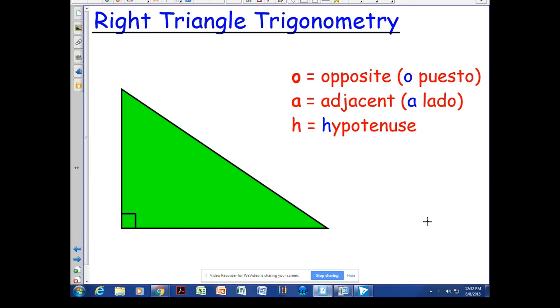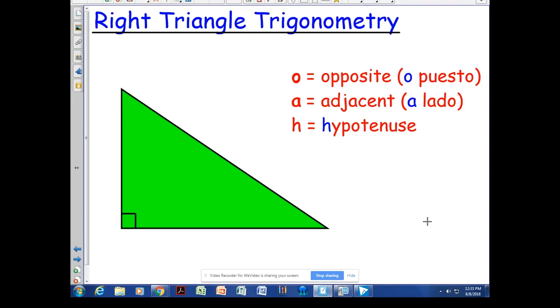O is going to represent the side, a leg of the right triangle, that is opposite, or opuesto, of the angle that you are utilizing. The A is going to be the side, the leg of the right triangle, that is next to, or adjacent, or al lado, the angle you are using. The H will always be the H, and that is the hypotenuse. So let's take a look at some examples.